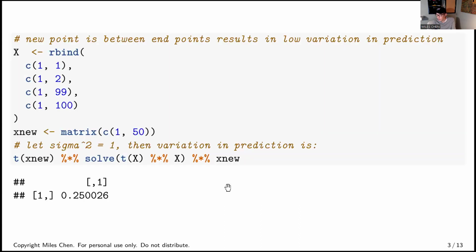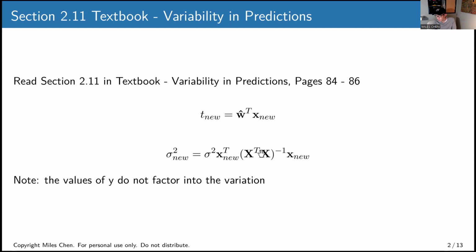So let me illustrate what this ends up looking like. When you look at the variance of the predictions, the sigma squared takes the variance of the population, and then takes into account your new value for x, along with all of the x values that you've seen so far.